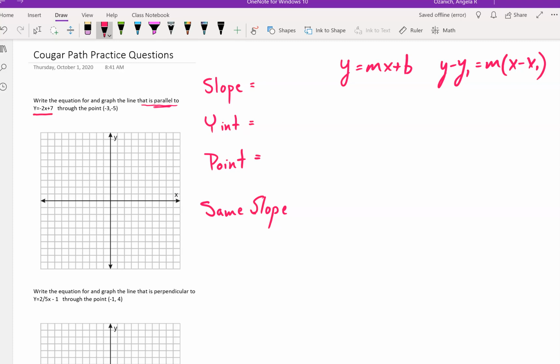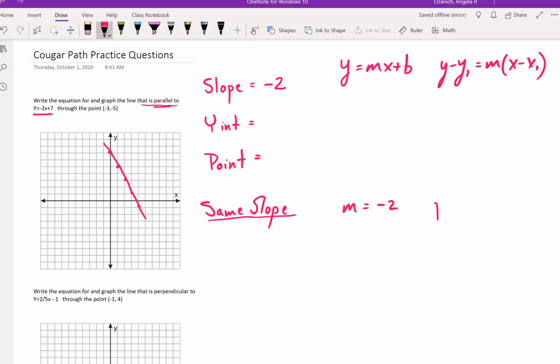y equals negative 2x plus 7. 1, 2, 3, 4, 5, 6, here's 7. And negative 2 means we're looking at something like this. And if it helps you at any point through this process to graph rather than just going straight to the equation, please make use of graph paper and tools if you want to make sense of that problem. So we have a slope here of negative 2. And because we have the same slope for a parallel line, the slope for our equation is also going to be negative 2.